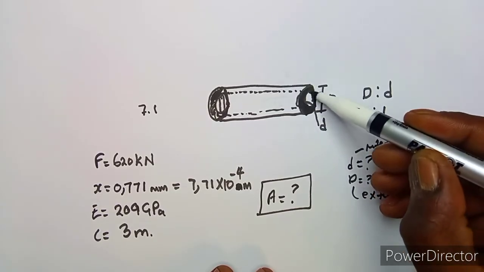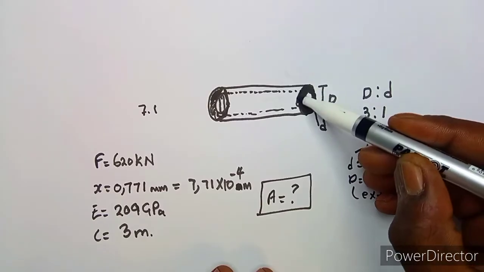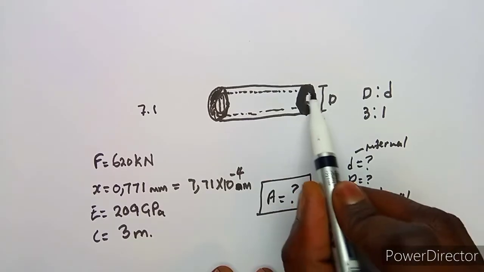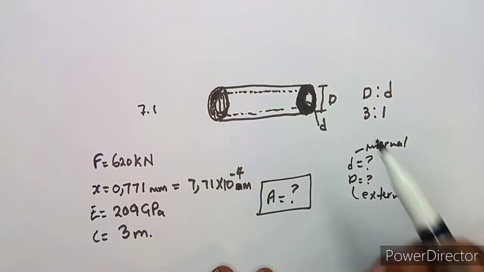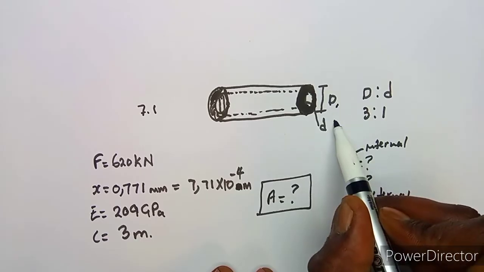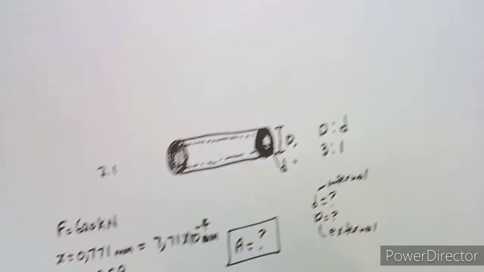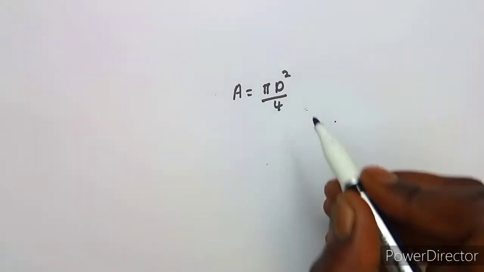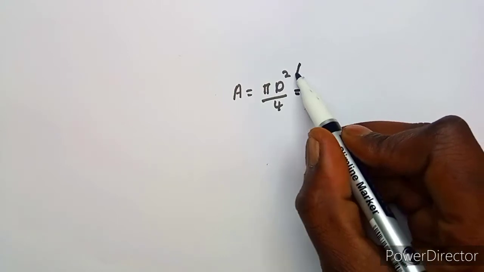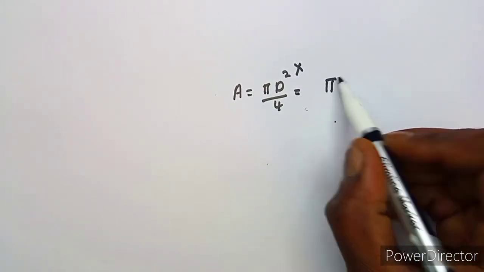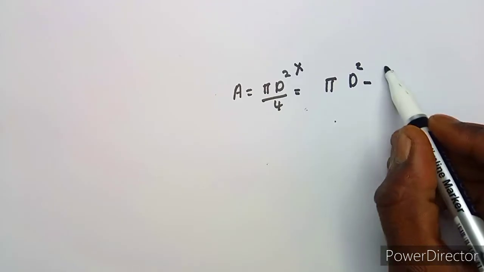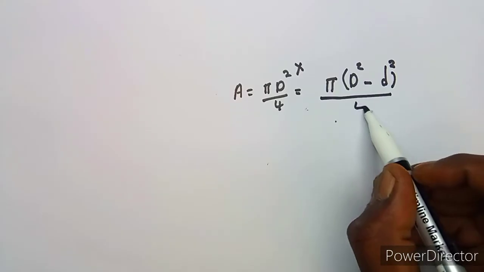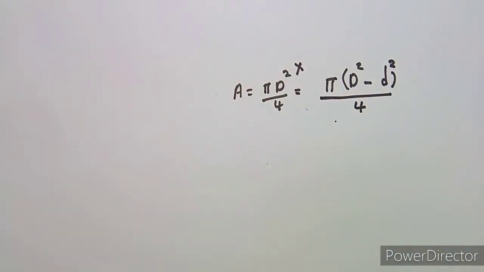So if I am going to remain with this particular portion for my area, because there's a hole here, this is the area that you want, so you are going to subtract the diameters. Remember we said the area is equivalent to pi d squared over 4, but because of the diameters, we are going to subtract. So it is no longer written like this. It is written as pi (D squared minus d squared) over 4. That is now our area.